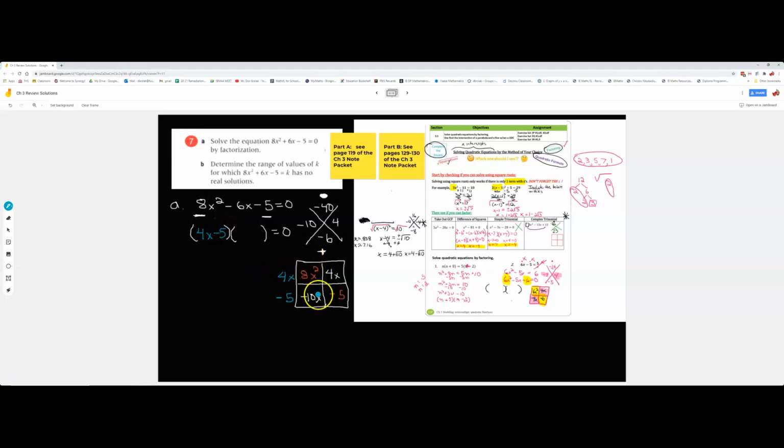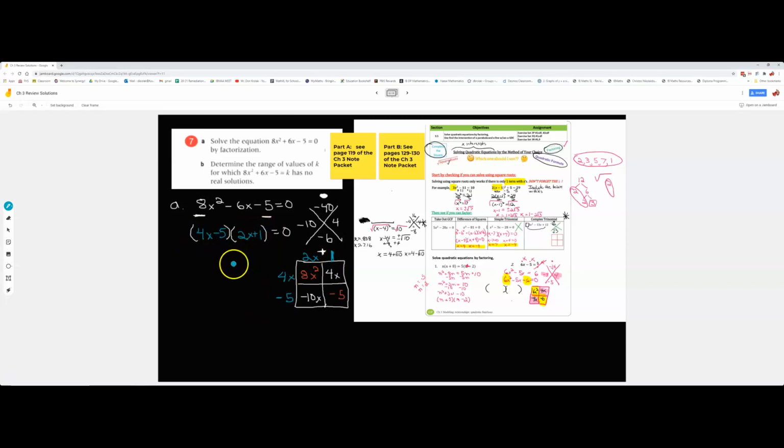Okay, now I'm going to do the columns to get my other binomial. So between 8x squared and negative 10x, I would have a 2 and an x. And between 4x and negative 5, the only common factor would be 1. So this is going to be 2x plus 1.